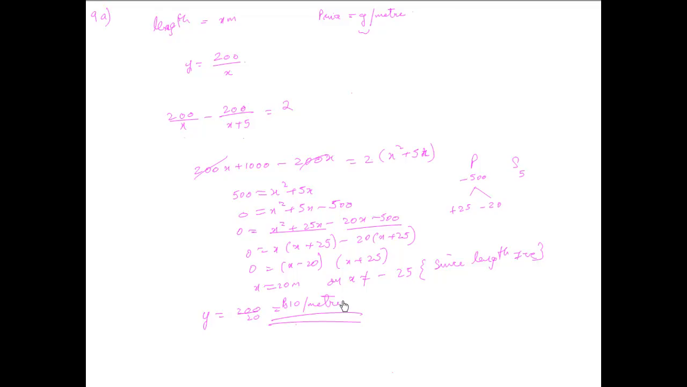Let's just check it once, children. 200 upon 20, that's 10, minus 200 upon 25, that's 8. The difference is 2. So all the working of ours has come right.